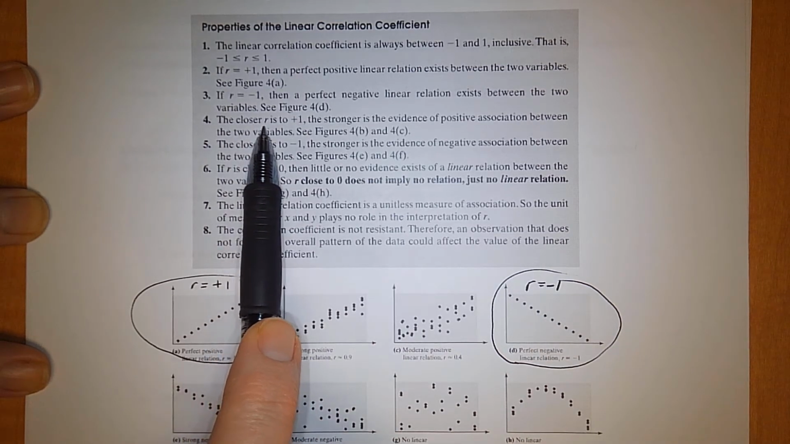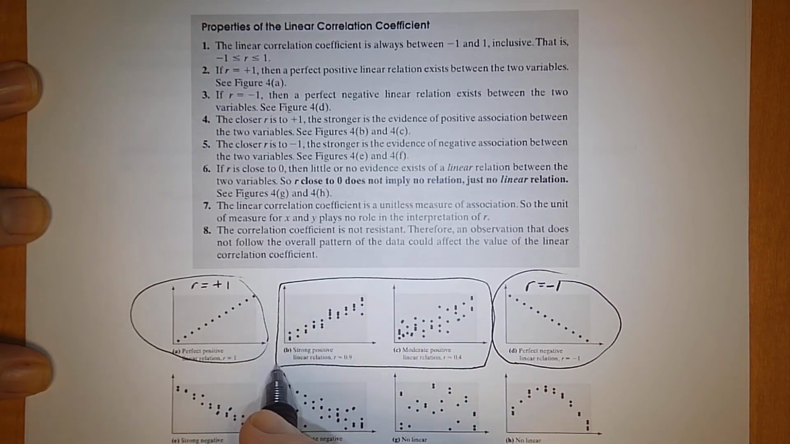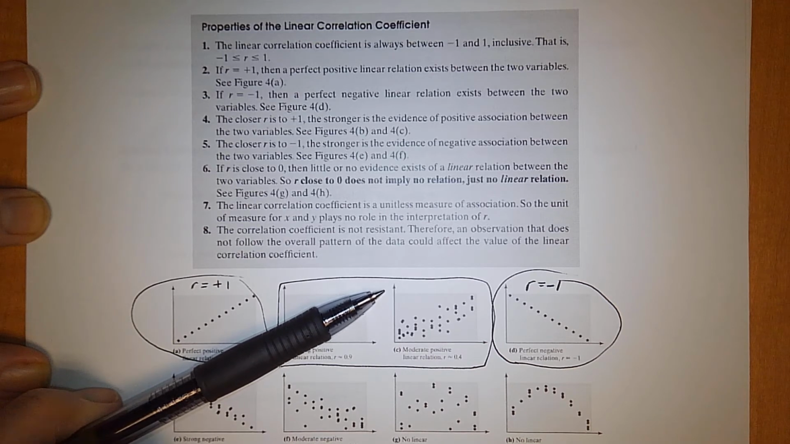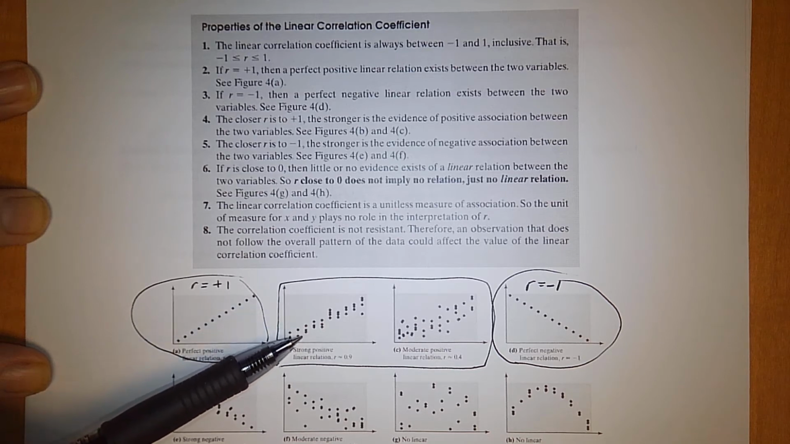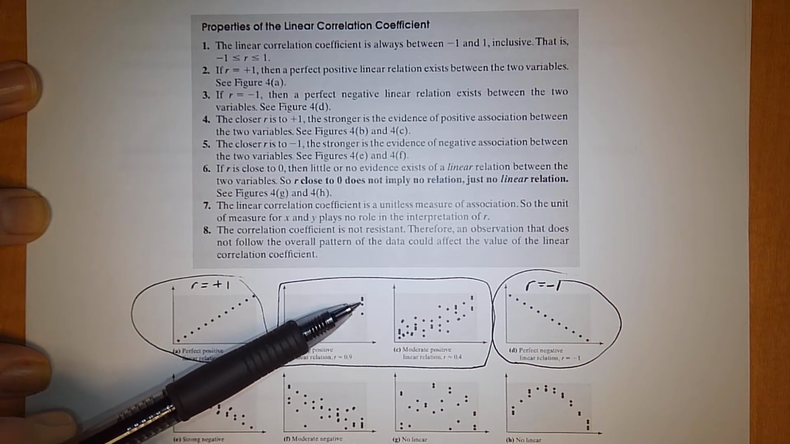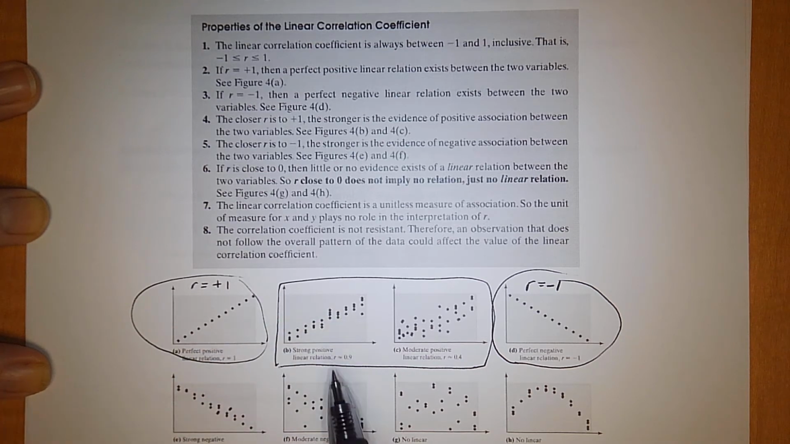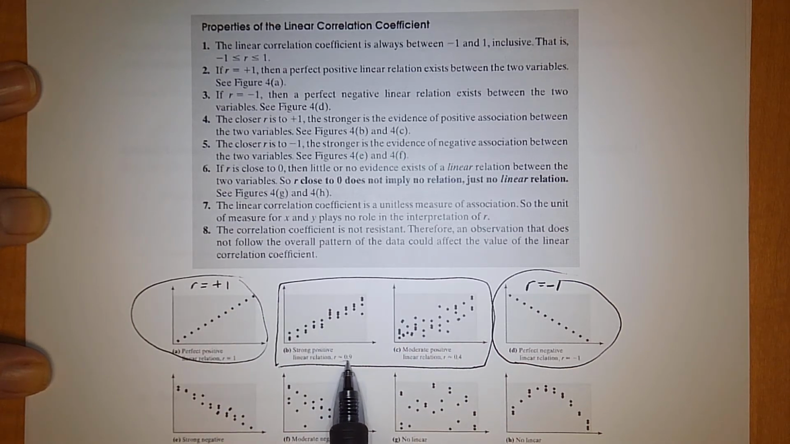The closer that r is to 1, the stronger the evidence of a positive association between the two variables. So these examples right here are relationships but don't happen to be perfect. This one does seem to have a linear relationship, but it is not perfect like it was in this graph. It's a little bit scattered. I would call this a strong positive relationship, but it is not perfect. It will have an r value of something close to 0.9. So close to 1, but not exactly.